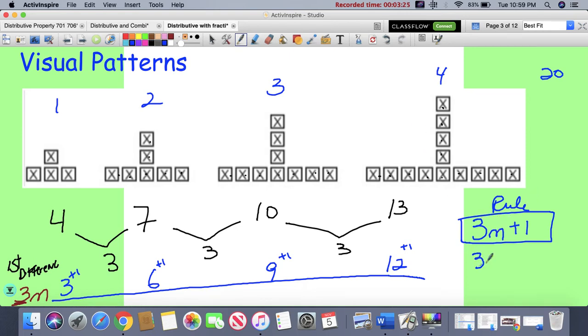You could go 3, and in this case, n is 20, right? 3 times 20, and then add plus 1. 3 times 20 is 60, and then plus 1 will give you 61. So on the 20th term, there would be 61 little boxes, and so forth. So with this rule, we can find any number of boxes for any term that we want.